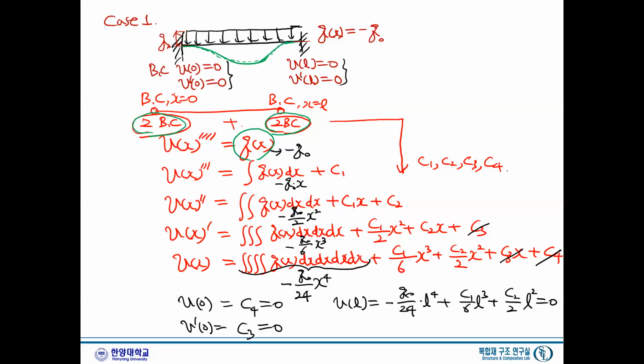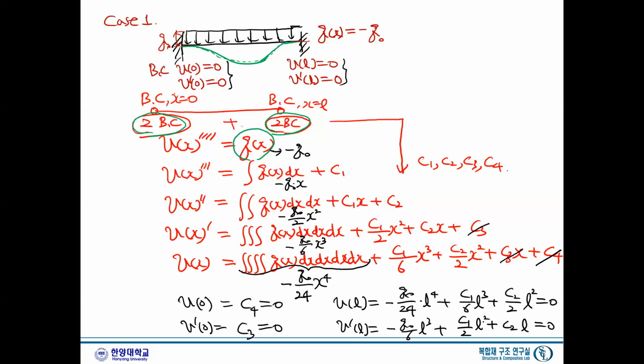And the last equation will be V prime at L equals 0. So let's say V prime is here. So V prime at L equals here: minus Q0 L^3 over 6 plus C1 L^2 over 2 plus C2 L. What's the value? Well, the value is 0. So equal 0.